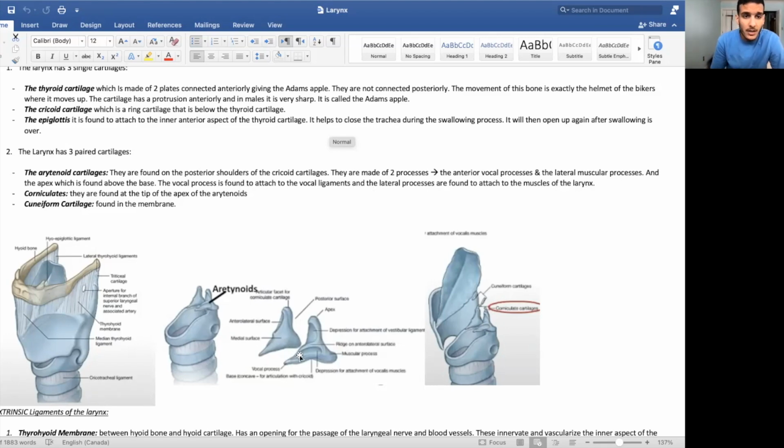Now the corniculate cartilages are found on top, on the tip of the apex of the arytenoid cartilages. In this image, you can see them here. They're very tiny. These are the corniculate. And then the cuneiform cartilages are found in the membrane. They're just found above it, in the membranes.